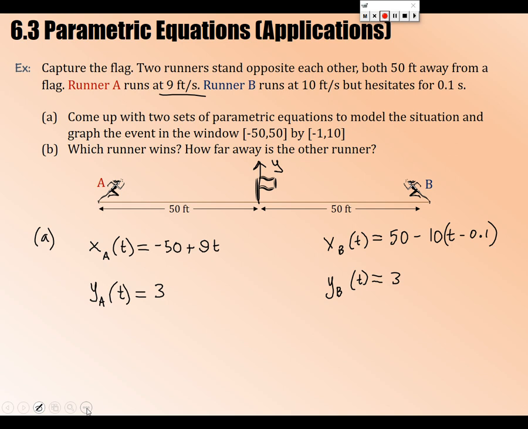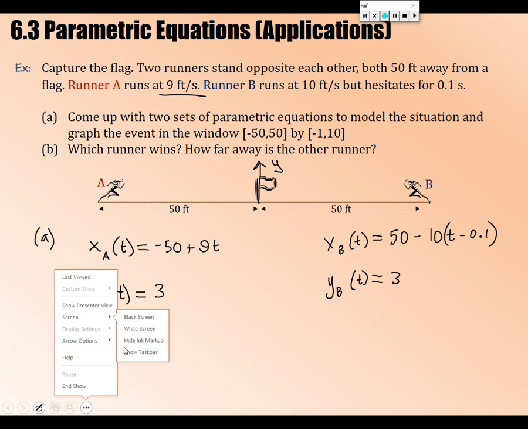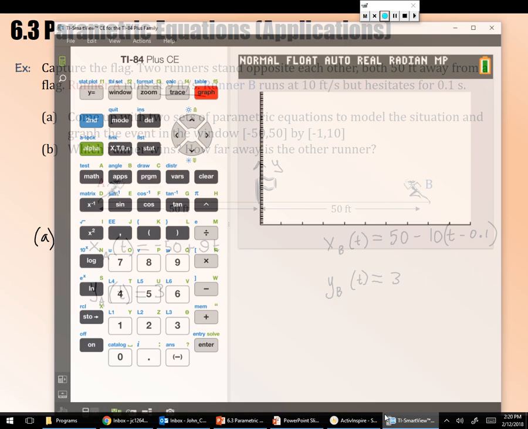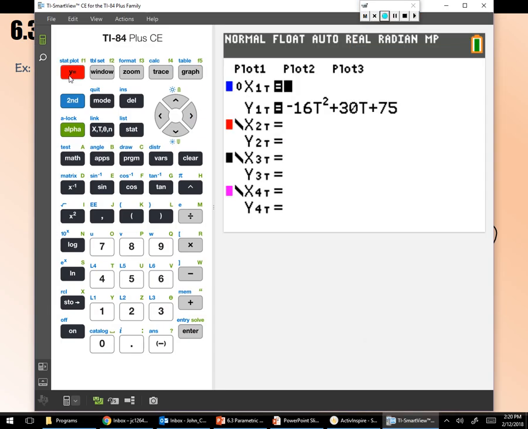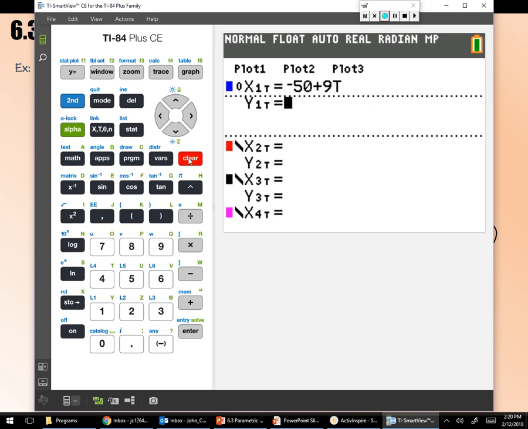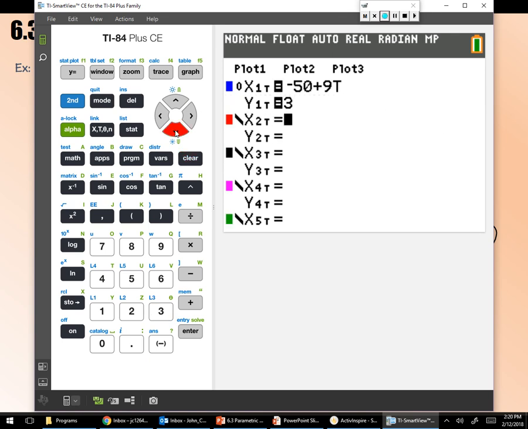Let's pull up the calculator again. This is exciting. We're going to watch this competition happen. I'm going to put in negative 50 plus 9t, and here we're just putting in 3. Down here we're going to put in 50 minus 10 times t minus 0.1. Put 3 here. For the red guy here, we're also going to get the ball.